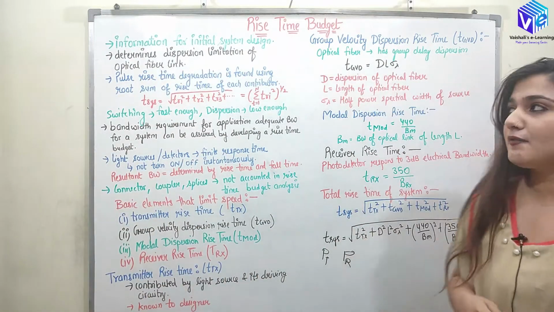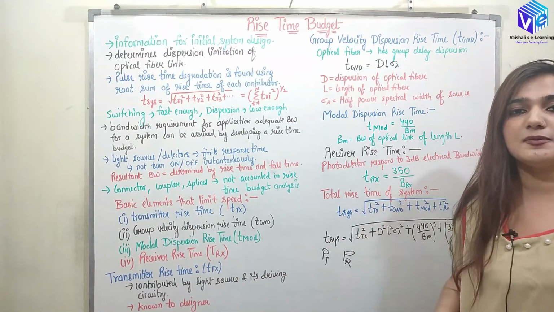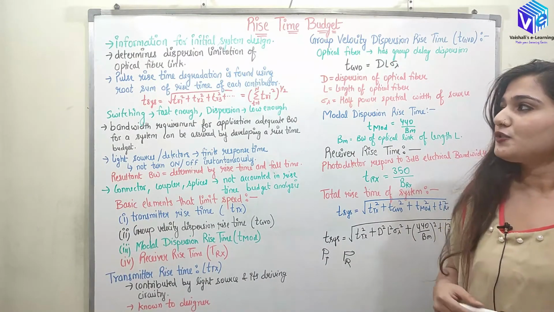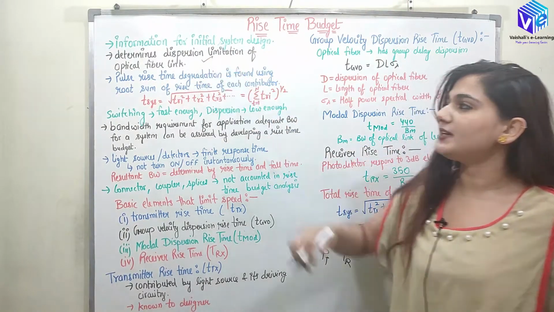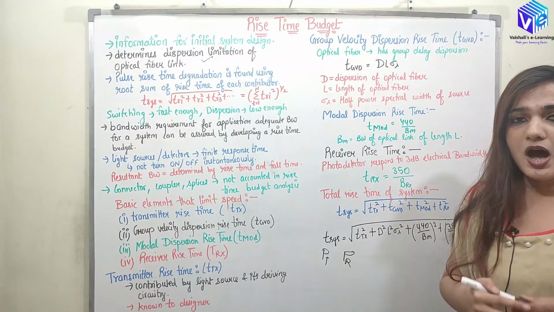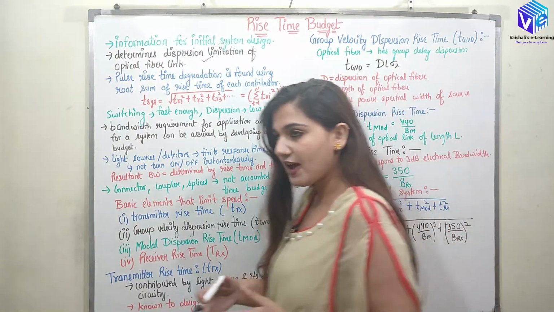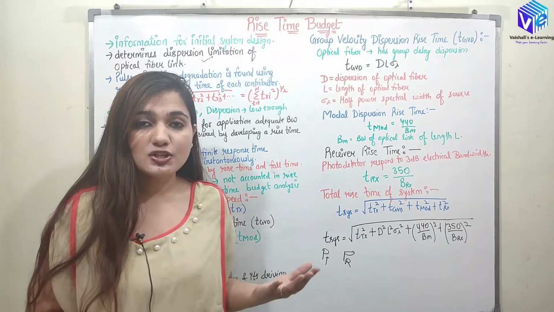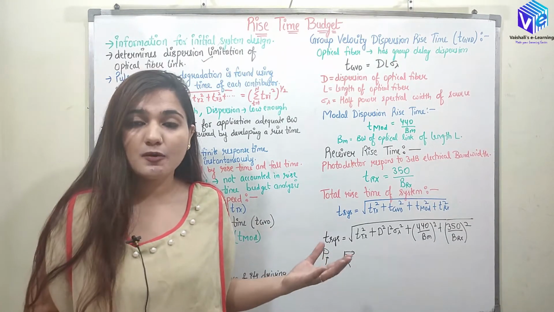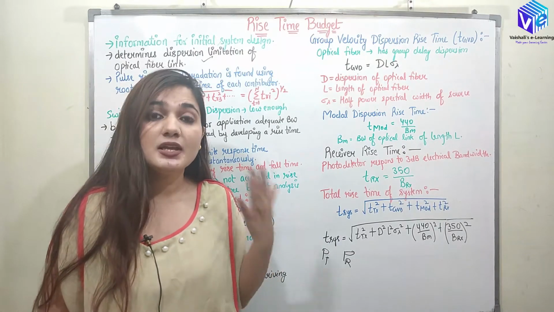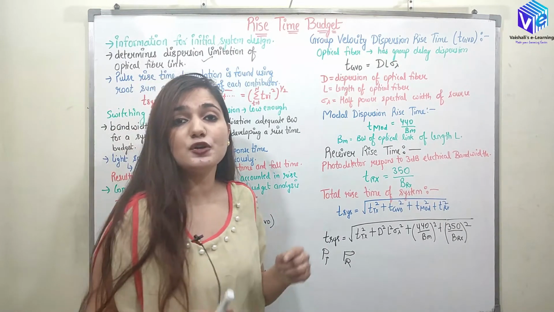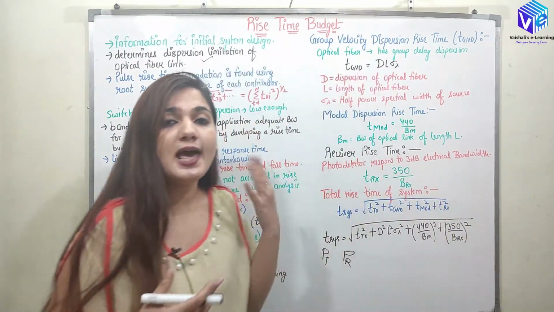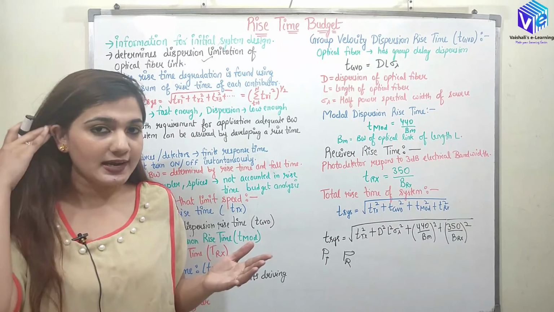In the similar manner, if I want to design the system, I will be having the rise time budget analysis as well. Right? So it determines the dispersion limitation of the given fiber link. How much dispersion would be there in the fiber and how much dispersion is going to cause the attenuation problem and the power loss problem and the bandwidth problem in the given system. The dispersion is going to mainly affect the bandwidth. Right? So we are going to see what all elements are there which are going to provide the dispersion.